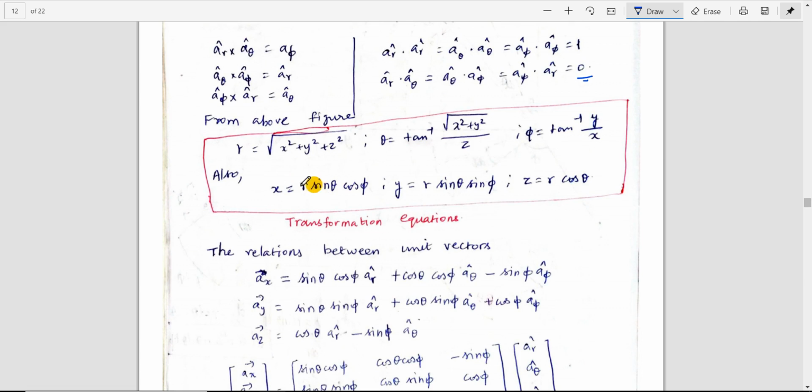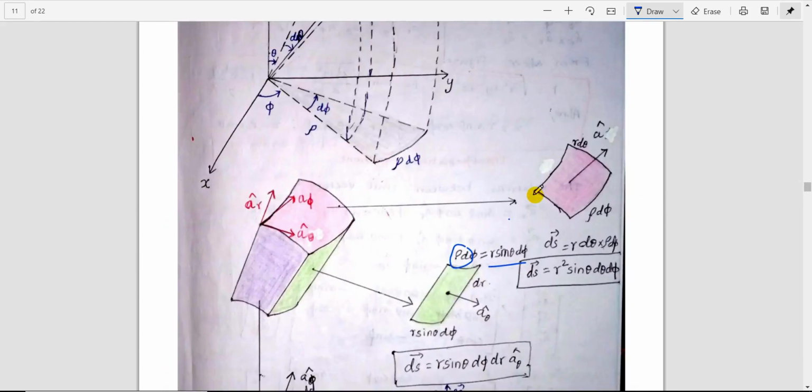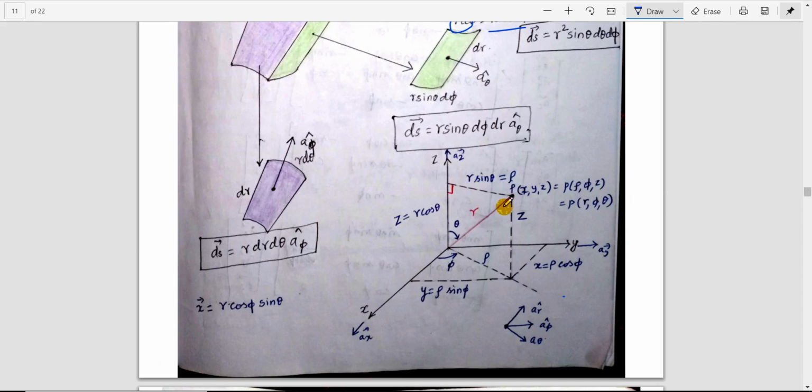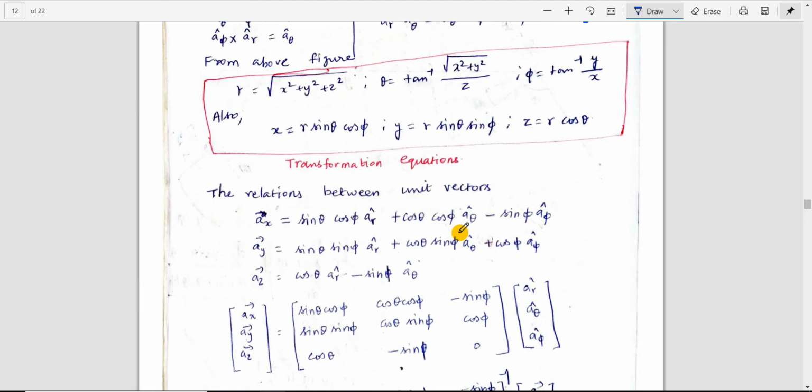So x can be represented here as rho into cos phi. This rho, as we have mentioned previously, is r into sin theta, and rho into sin phi can be represented as y. So rho can be replaced with r into sin theta. So x is r sin theta cos phi, y is r sin theta sin phi, and z is equal to r into cos theta. Why are we getting like this? Because this is the z axis component, so this is going to be r into cos theta.